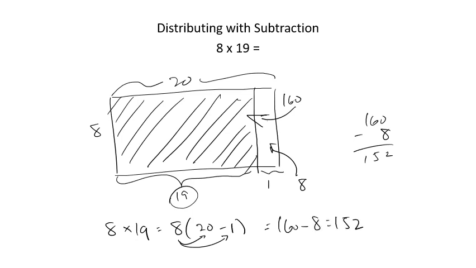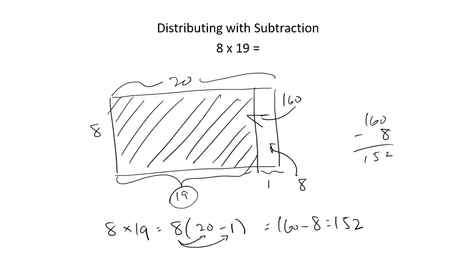Why the 20 and the 1? Well, because 8 times 20 is relatively simple. It just means 8 times 2 with a 0 on the end, so that's 160. And 8 times 1 is pretty simple. That's just 8. And so if I know that 19 is 20 minus 1, those products of 8 times 20 and 8 times 1 are going to be a lot easier to work with in my head than trying to do 8 times 19.